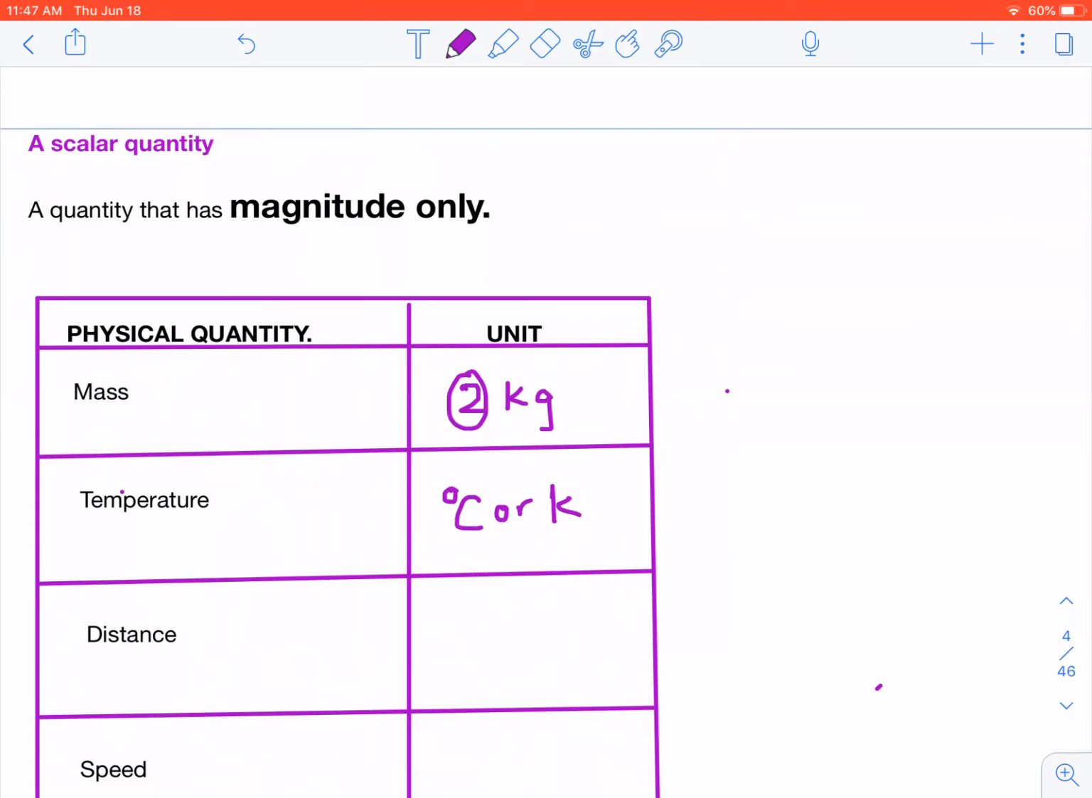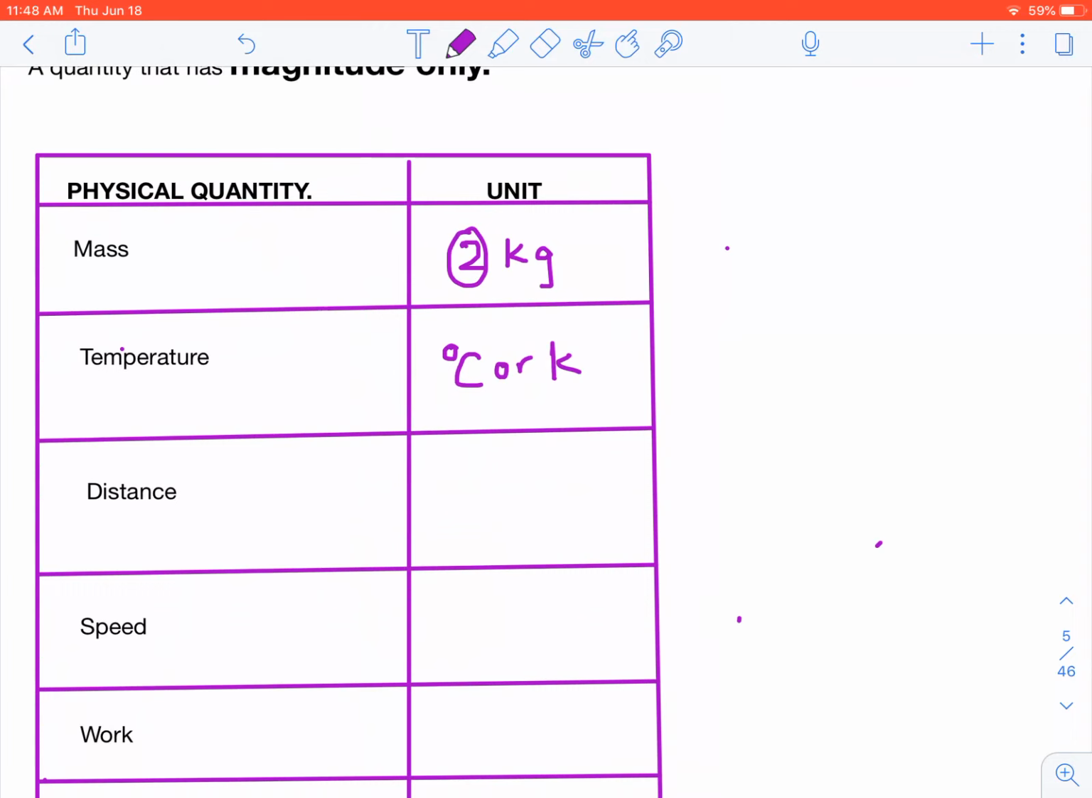If we have a mass of 2 kg plus a mass of 3 kg, the total mass would be 5 kg. We don't say it's 5 kilograms east or 5 kilograms north. Likewise with temperature, 20 degrees Celsius plus 30 degrees Celsius gives us 50 degrees Celsius, and it can be specified without giving a direction. Distance is in meters, but it doesn't require a direction.